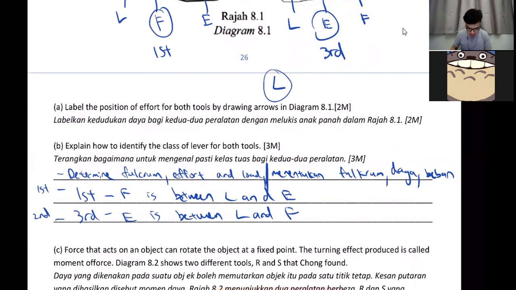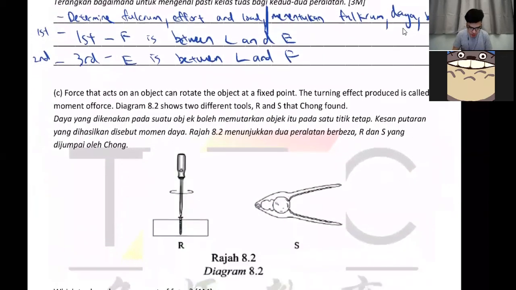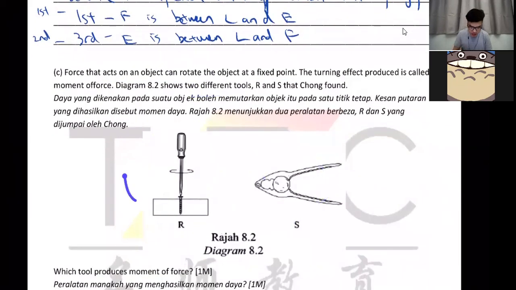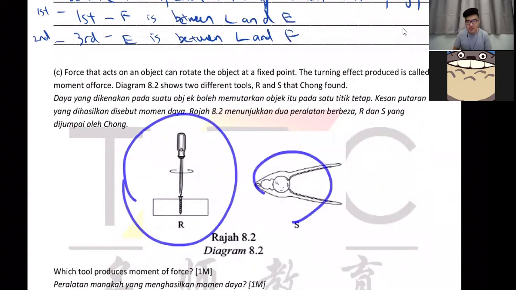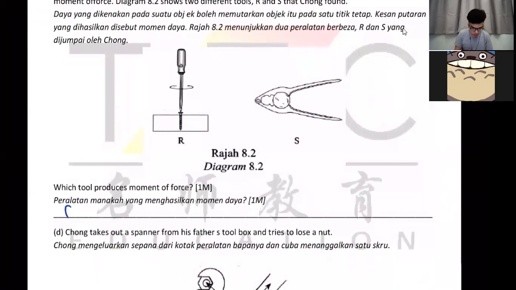Okay, so easy, 3 marks here. And then C, force acting on an object that can rotate at a fixed point. This is called moment. So there are two different tools here, you have R and S. So which one is rotating? Obviously R. This is just a lever. So which tool produces moment of force? That will be R.